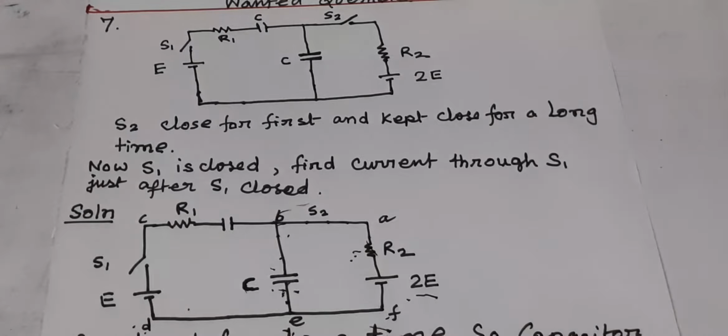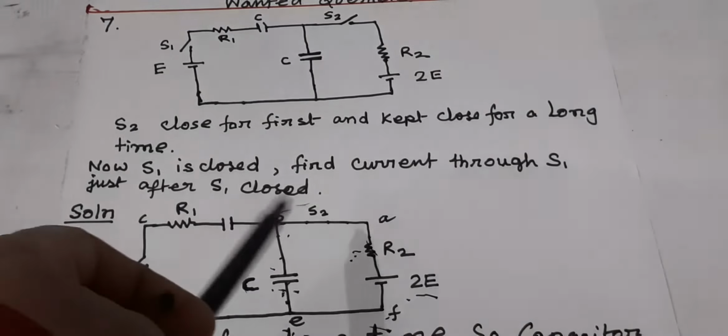Thereafter S1 is closed. Find the current through S1 just after S1 is closed. Now the potential at this point is twice E, and once it is connected, the potential here will be E only, because its EMF is E. Then this has a higher potential than this, that means twice E minus E divided by this resistance, because this will allow full, short-circuited current.